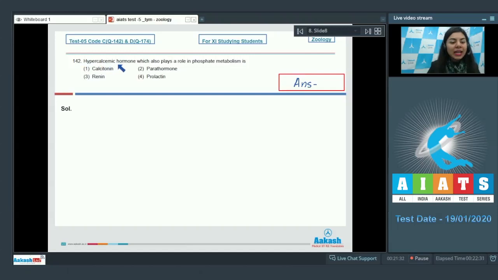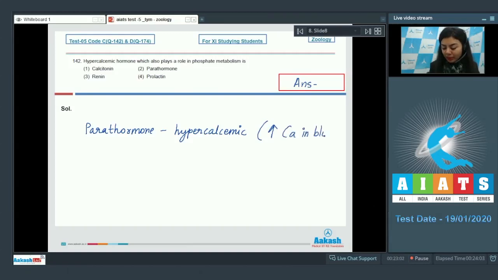Question 142. Hypercalcemic hormone, which also plays a role in phosphate metabolism, is calcitonin, parathormone, renin, prolactin. Parathormone, students, is known as the hypercalcemic hormone. A hypercalcemic hormone will increase the level of calcium in blood, and it does so by mobilizing the calcium from bones to blood. And it will also reduce the urinary elimination of calcium, thus increasing the level of calcium in blood.